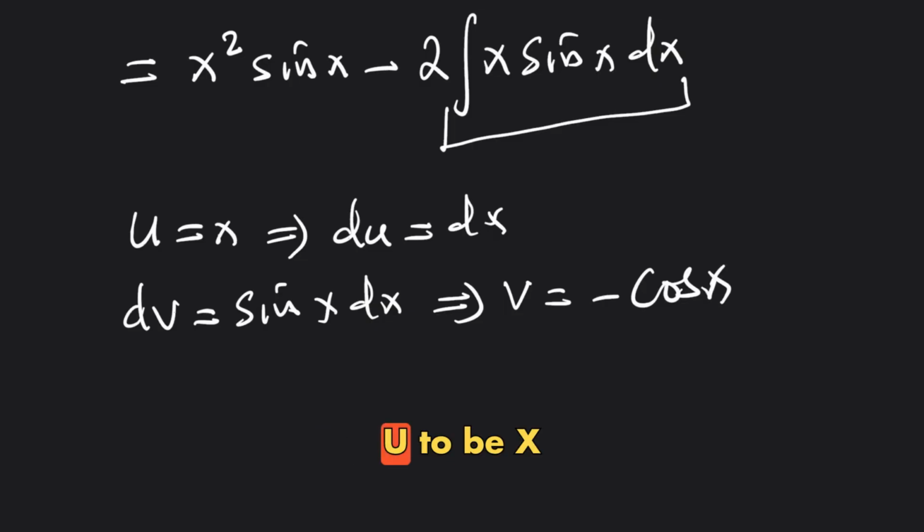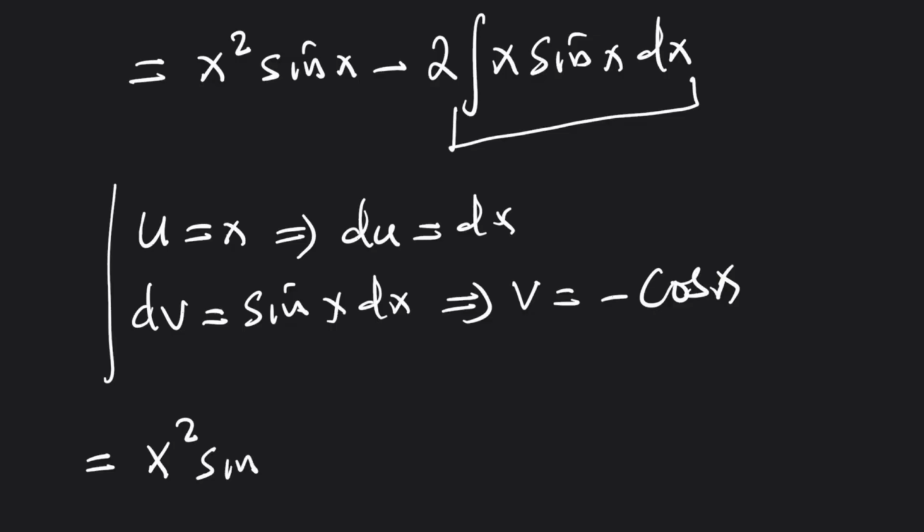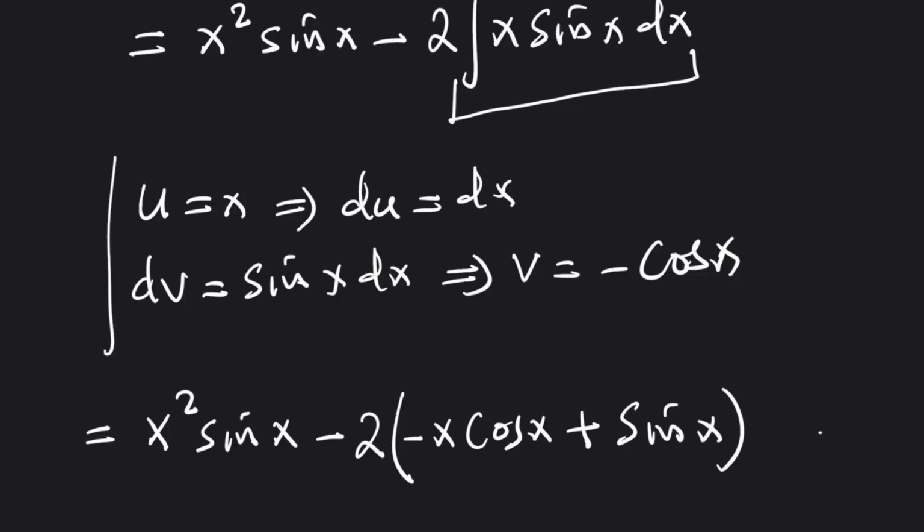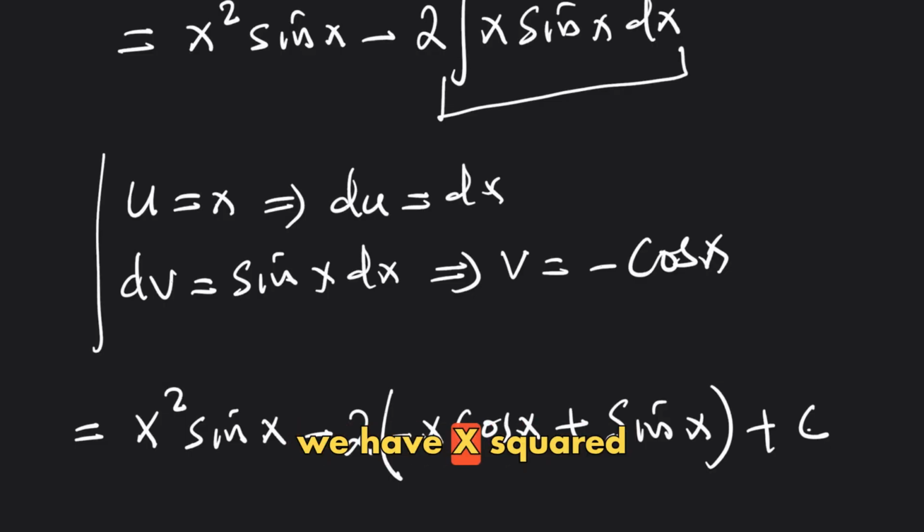In the same way, I choose u to be x, so that du is dx, then dv is sine x dx, so that v is negative cos x. So if we use our formula, the first part we have x squared sine x, which comes from the first integral, then minus 2. The integral of x sine x dx is negative x cos x plus, when we integrate the v, which is cos x, we get sine x, then plus c.